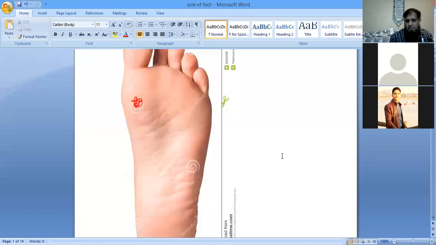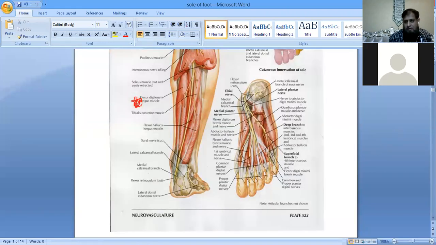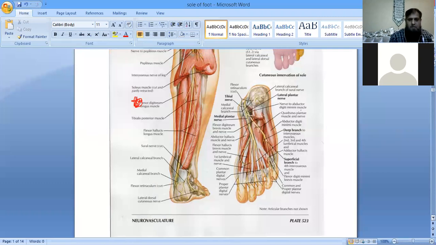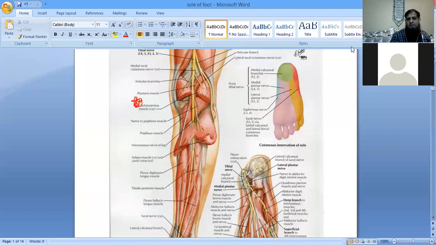Okay, now we'll talk about the cutaneous innervation of the sole of the foot. The sole of the foot, it is basically supplied by the 5 nerves, right? The posterior part of the sole of the foot, that heel area and this medial aspect of the heel area, it is supplied by the medial calcaneal branches, right? The medial calcaneal branches. And about 2/3 of the anteromedial aspect of the foot, it is supplied by the medial plantar nerve, right? And the anterolateral 1/3 of the sole of the foot, it is supplied by the lateral plantar nerve, right?